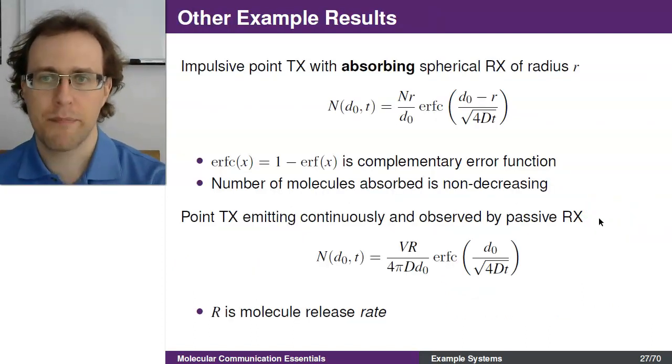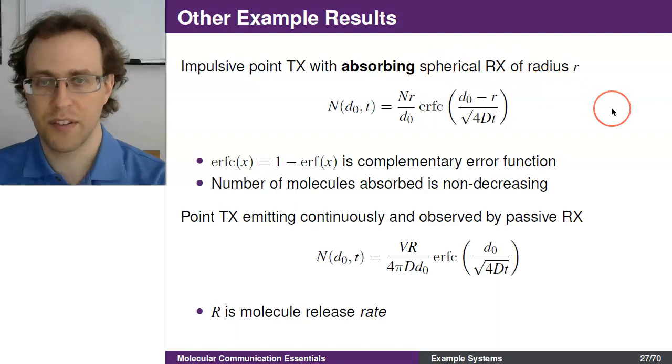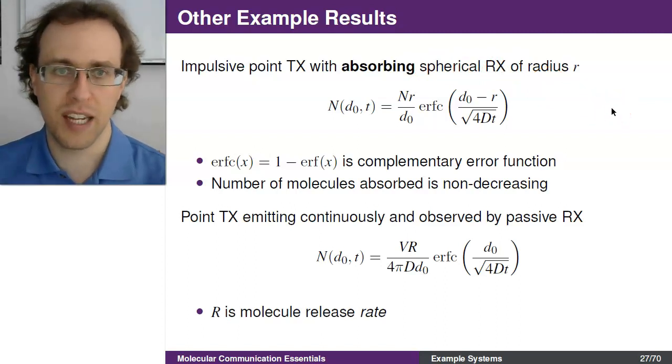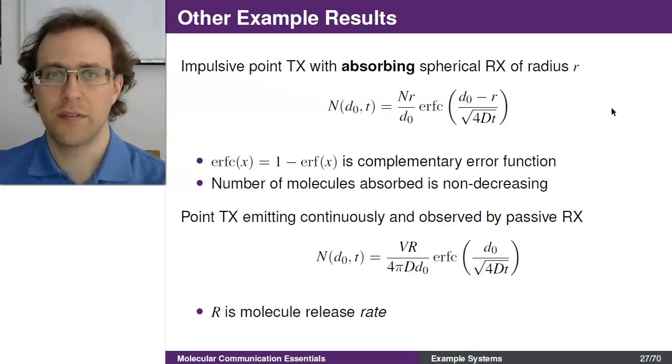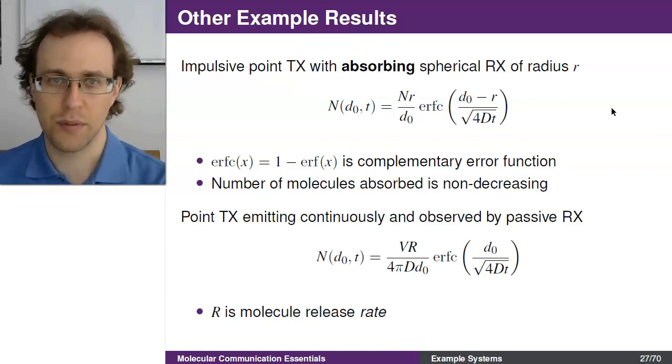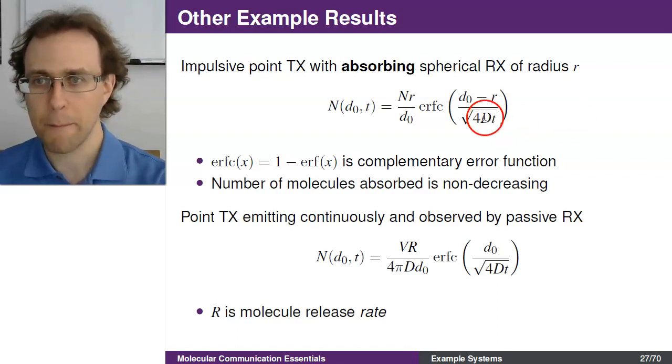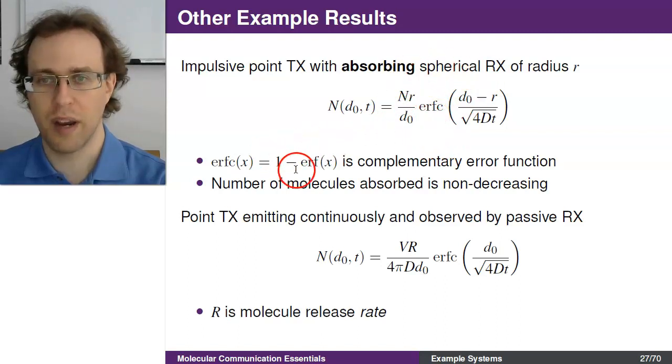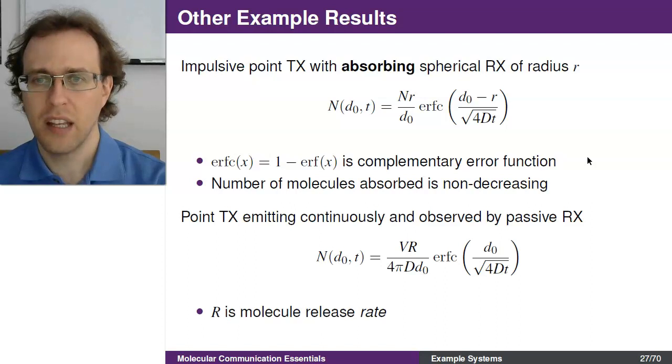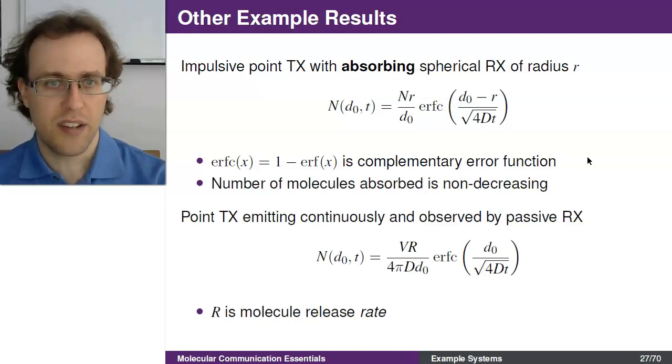Some other important results I'd like to draw your attention to. One is having an impulsive point transmitter, as we did in the other cases, but instead of having a passive receiver, we can have an absorbing spherical receiver. So this is a receiver that consumes any molecule that enters within it, and then it removes them from being able to diffuse. So these molecules basically accumulate over time. And we can write the number of molecules in this case using this expression, where we have the complementary error function, which is 1 minus the error function. And this is an accumulative expression. So the number of molecules that get absorbed is non-decreasing.